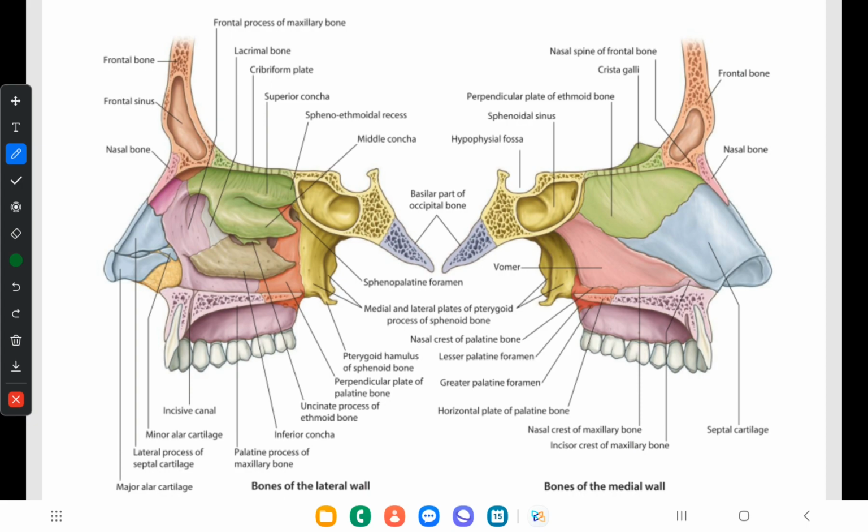Then the superior meatus. That means it is present between superior concha and the middle concha. That means this area is the superior meatus. It is limited only by the posterior third of the lateral wall. You can see it is also situated somewhat posterior in the nasal cavity. Then the posterior ethmoidal sinuses opens into it. You can see the opening here, posterior ethmoidal sinuses.